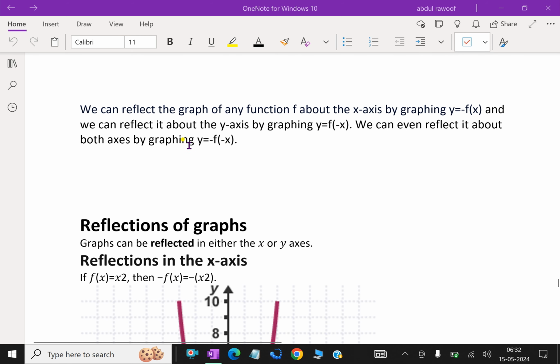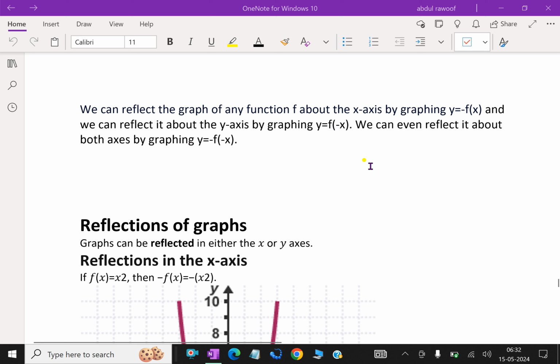We can reflect the graph of any function f about the x-axis by graphing y equals minus f of x. That is, the minus sign comes outside of the function. And we can reflect it about the y-axis by graphing y equals f of minus x. We can even reflect it about both axes by graphing y equals minus f of minus x.